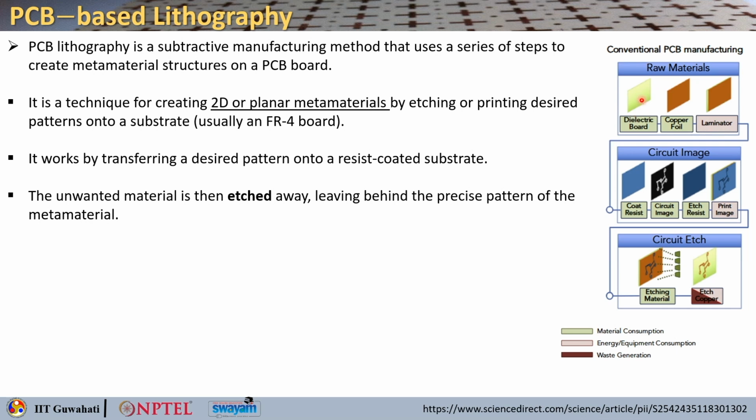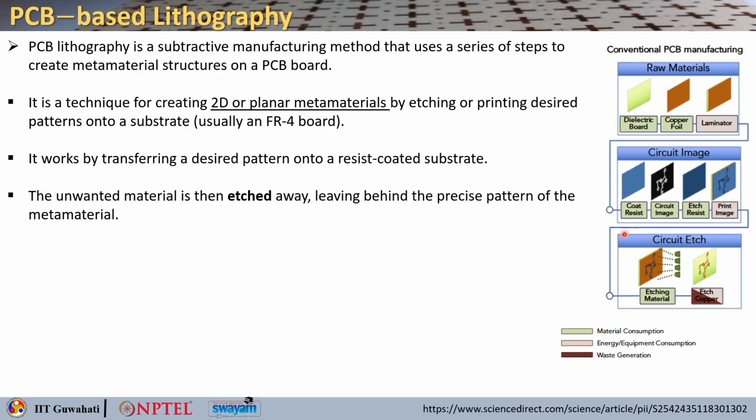So, you start with the dielectric board, then you take copper foil on both sides or one side, and then you send it through the laminator. So, you get the copper laminated on a dielectric board, okay, and then you have the resist being coated here, and then you put the circuit image on top of that.